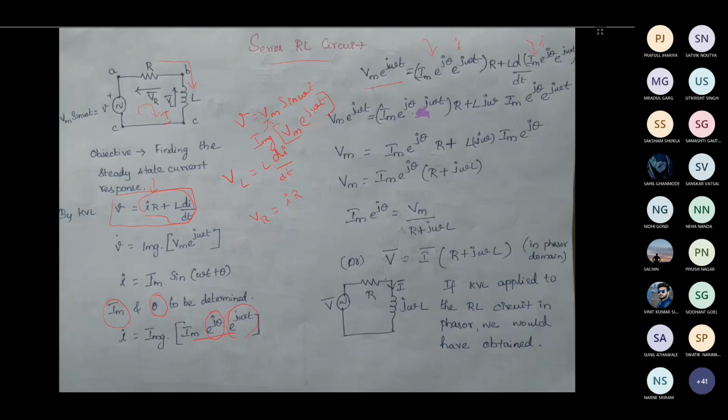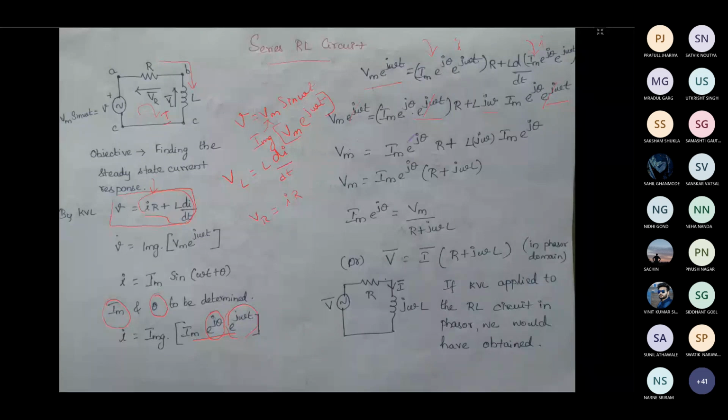Again, this e^(j omega t) is going to be like a rotating vector. So here you first differentiate this step. Once you differentiate L into dI by dt, that is the differential, you want to remove the differential. Here this e^(j omega t) is a variable, so you will be getting j omega into e^(j omega t). After you differentiate, you cancel the common terms. You will be getting something like this.